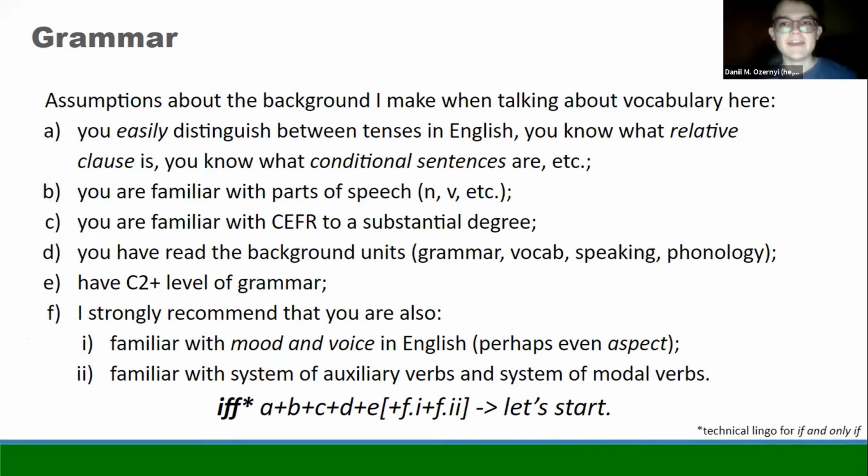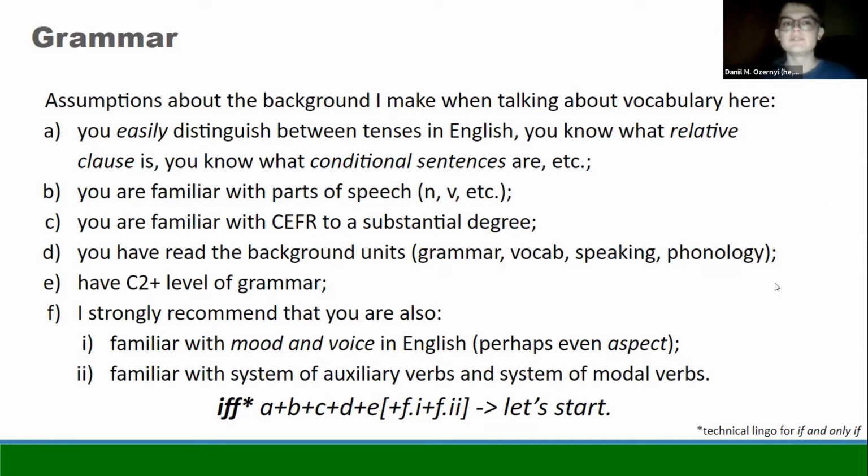I'm sorry about that. So before we talk about grammar, here are some assumptions. I need you, even before you start listening to this video and follow me through different structures, to easily, and there's emphasis, easily distinguish between tenses in English. You need to know, for example, what a relative clause is. You need to know what conditional sentences are, and the list is not exhaustive. You need to be generally familiar with the grammatical structures in English. Okay, that is the first one.